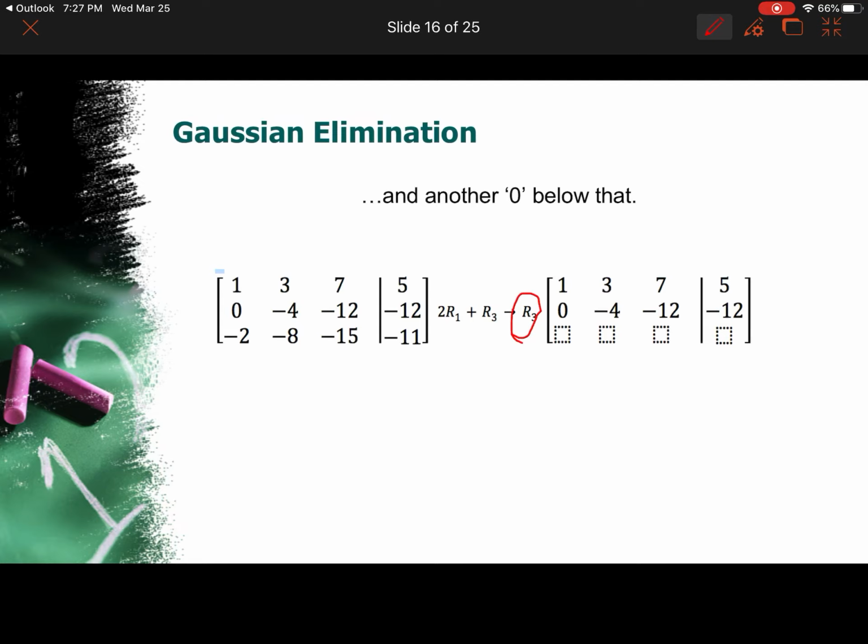I got them where I want them. I got the 1 and the 0 just right. So I'm only changing row 3. So I'm going to multiply row 1 by 2. 2, 6, 14, and 10. And then I'm going to add it to row 3.